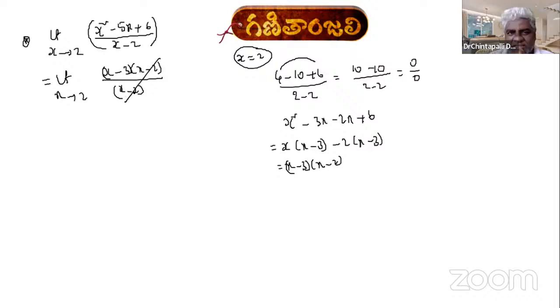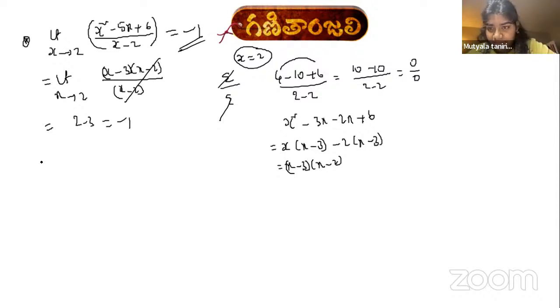Why should we cancel here? Because by cancelling x minus 2, we are not cancelling 0 by 0. Even though x tends to 2, x approaches 2 means x is not equal to 2. The value of x is something like 2.0000001. That means we didn't cancel 0, 0; we cancelled epsilon, epsilon. Epsilon can be cancelled, but 0, 0 cannot be cancelled. Epsilon is the nearest number to 0. Now put x equal to 2: 2 minus 3 is negative 1. So its answer is negative 1.